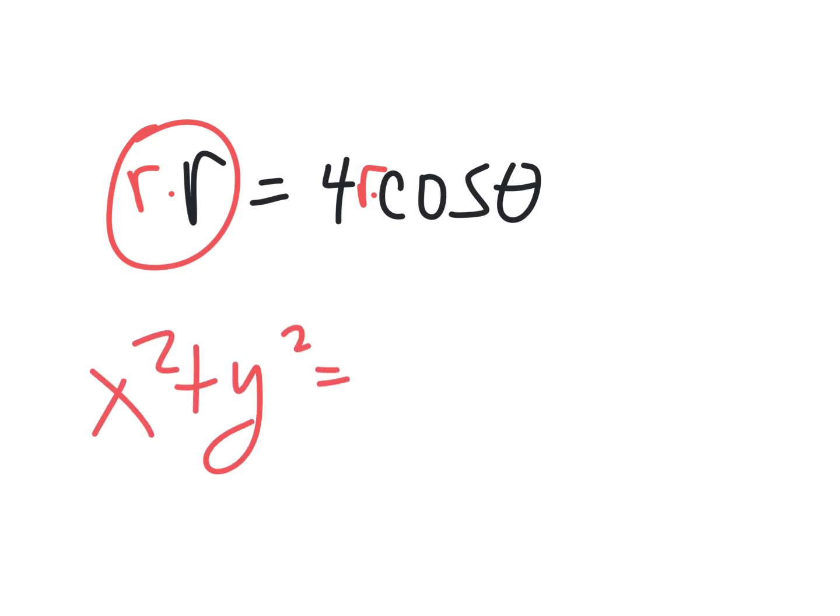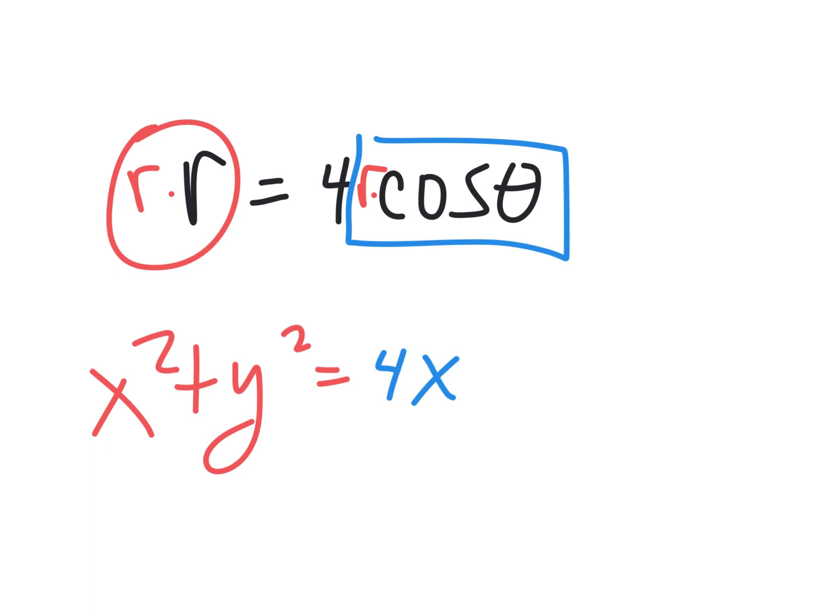And then over here, it's super simple. r cosine theta is something. What's r cosine theta? It's x. So this is 4x. And that's it. That's the end. I was making it more complicated than it was.